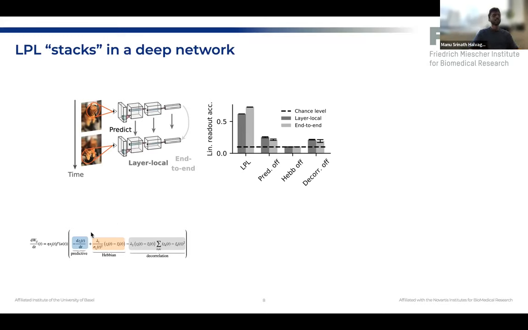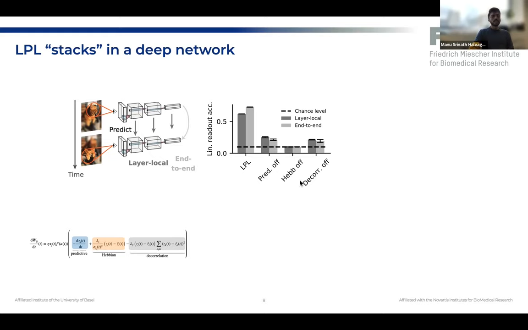We use layer local learning to stress that this actually works as a learning rule and can stack up, but we can also optimize the same underlying objective in an end-to-end way using backprop, and this gives much higher linear readouts. We also see that turning off any of these three terms in the learning rule leads to really poor linear readouts.